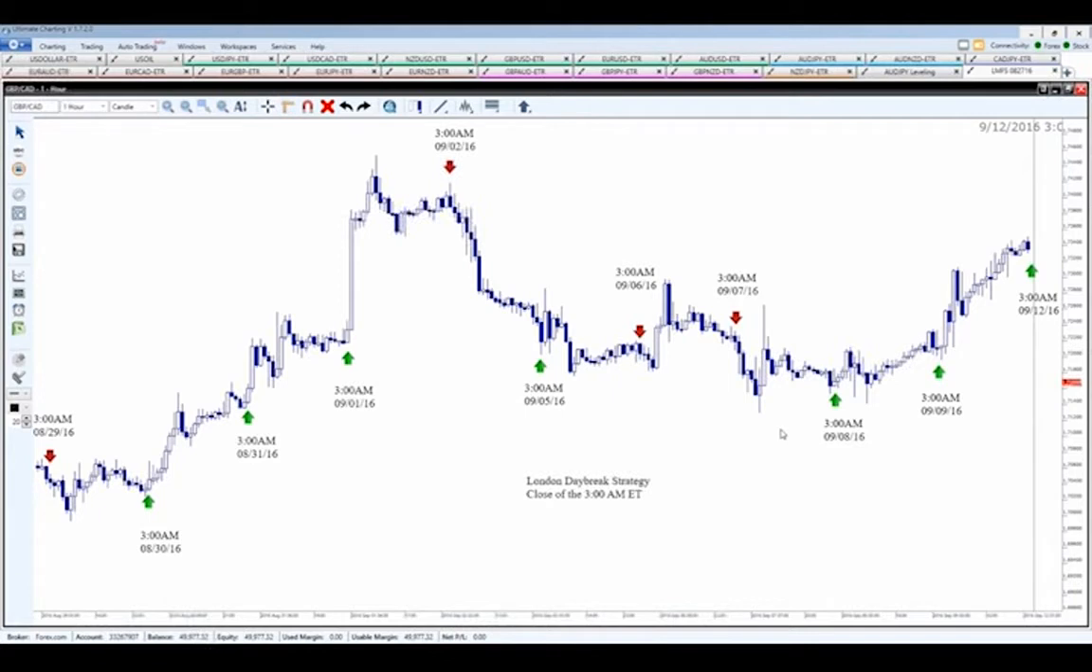Now, for those of you who wonder, why does this happen? Why are we looking for this directional movement? Well, what we have found is that during the European market, during that London session, the banks are processing the largest bulk of the Forex transactions.